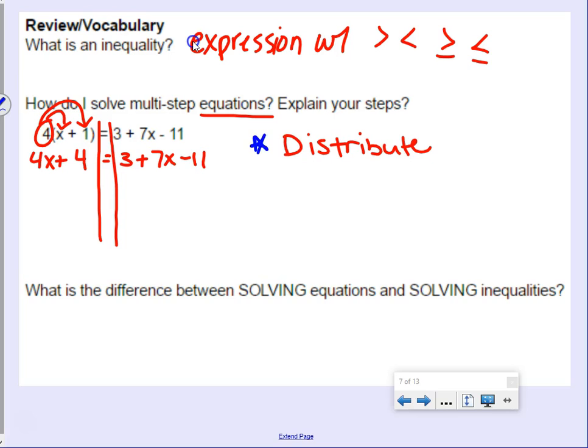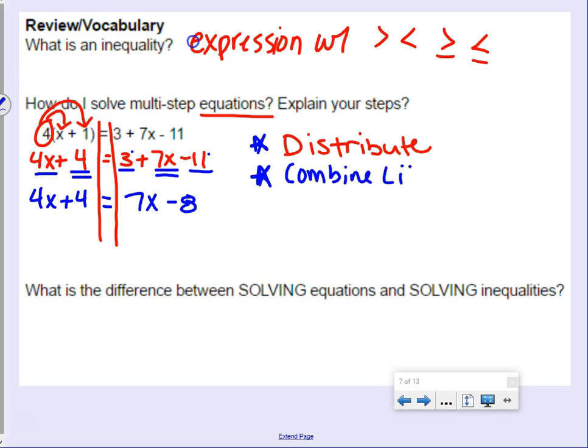All right, and the next piece, combine like terms. So if I look over here, 4x and 4, those are not like terms. You can't put them together. But on the right, we have 3, 7x, and minus 11. So 3 and 11 are like terms. So 3 minus 11 is negative 8. And then 7x comes along. So the next step would be to combine like terms.